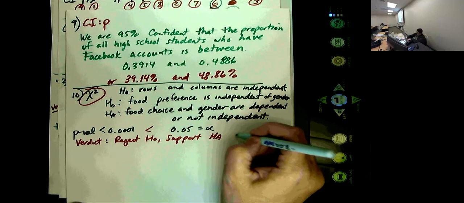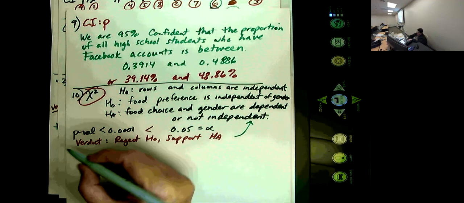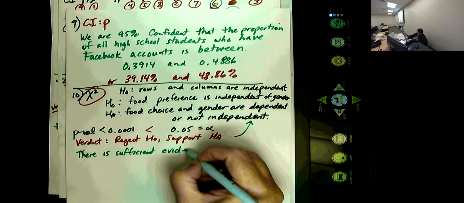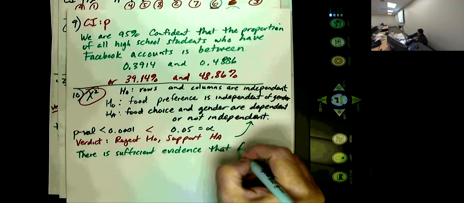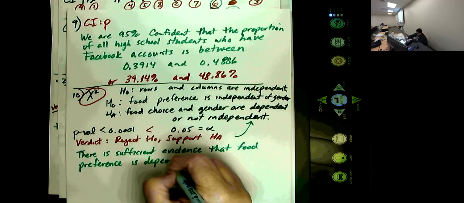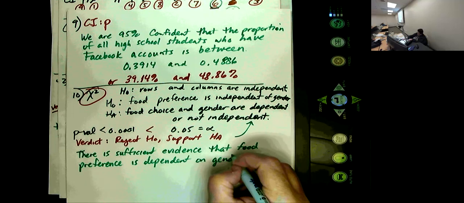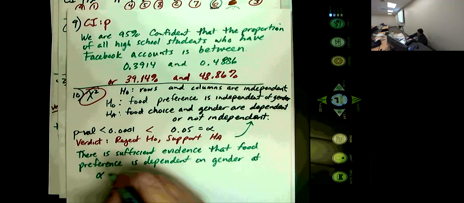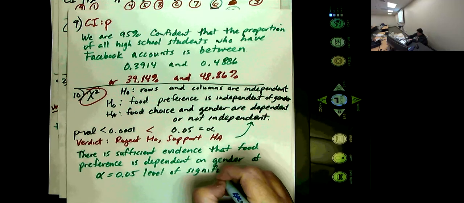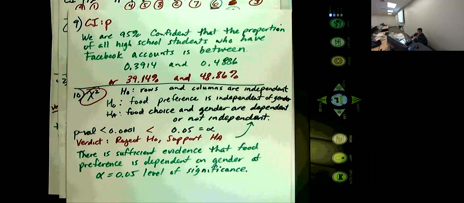If we're supporting HA, food choice and gender are dependent. There is sufficient evidence that food preference is dependent on gender at alpha equals 0.05 level of significance. Done.